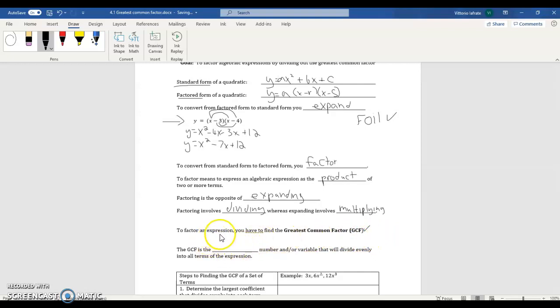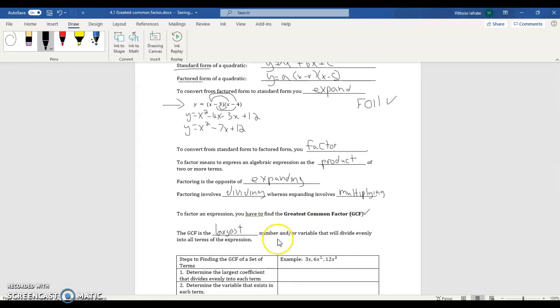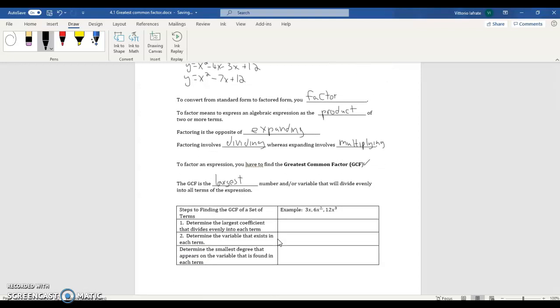So the greatest common factor is the largest number or variable, a combination of it, that can divide evenly in all the terms that you have. So we're going to do an example together. We're going to see how we can find the greatest common factor in a set of terms that are provided to us. So these are the major steps that you want to use in order to find the greatest common factor. We have some terms provided to us. We have 3x, 6x squared, and 12x cubed.